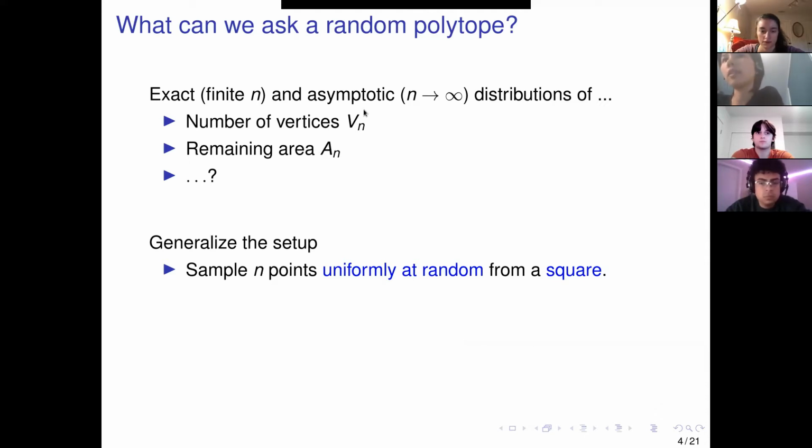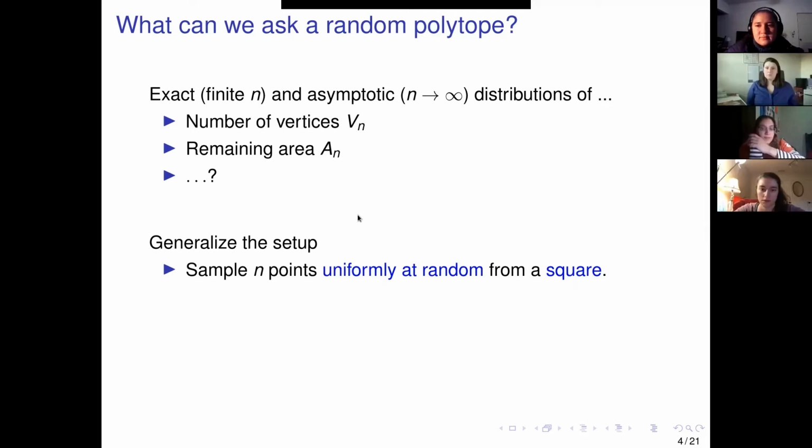So this number of vertices is what we would call a counting question. This remaining area is a question about volume. So you want to think about vertices as like a 0-dimensional volume, right? So volume comes in different dimensions, and you can think of the 0-dimensional volume as just counting the number of vertices. The next dimension up is the perimeter, and then the next one is surface area, and so on and so forth, all the way up until the d-dimensional volume, which is the actual volume of your polytope. Okay, so these are the kind of questions that mathematicians are interested in.